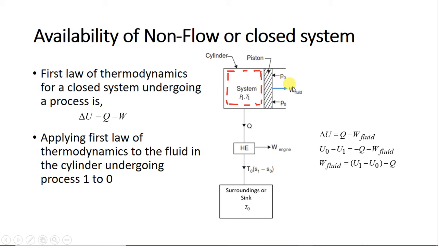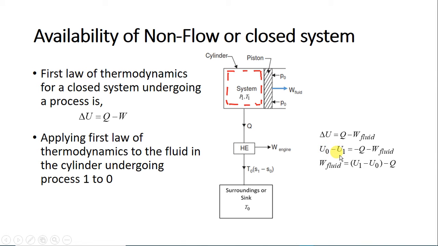Now W, which we are denoting by W fluid, is the work done by the fluid present in the system. Okay, so now what is delta U? The gas is expanding in the piston, and the inside pressure and temperature will reduce. It will go to the dead state. So what is the final internal energy? U0. So delta U means final internal energy minus initial internal energy.